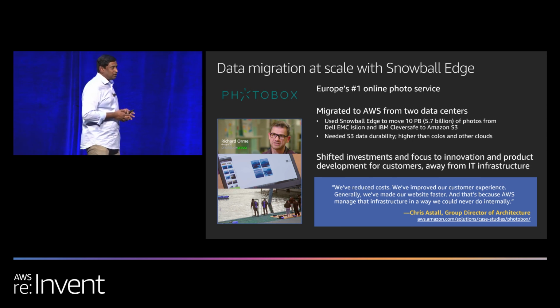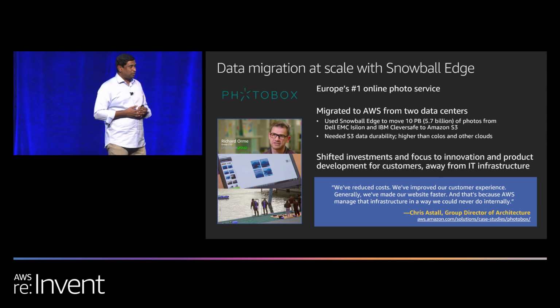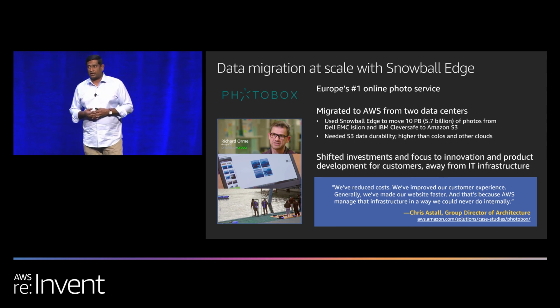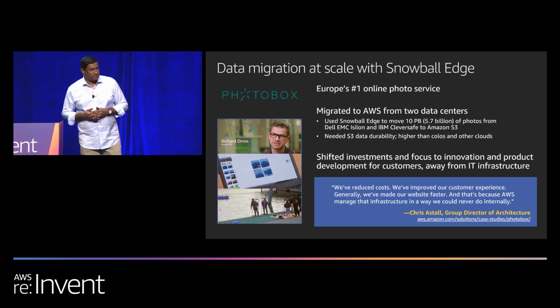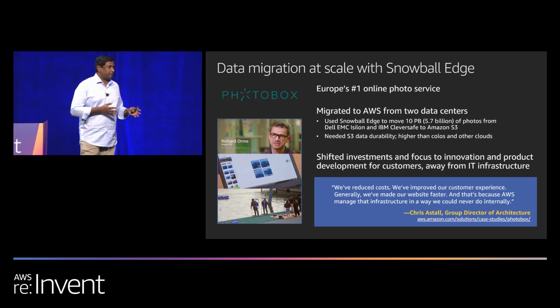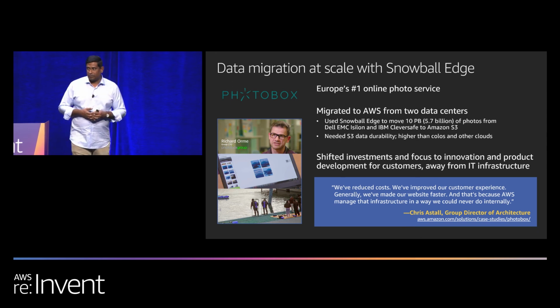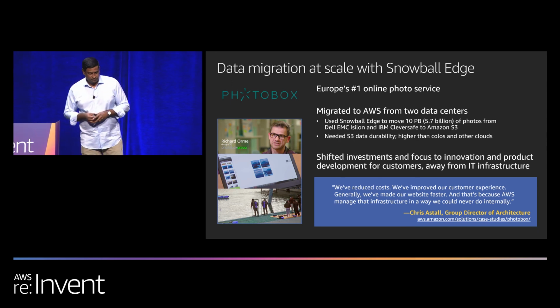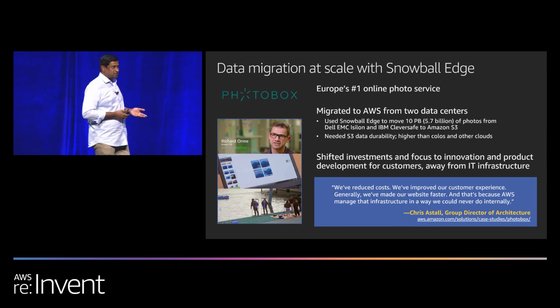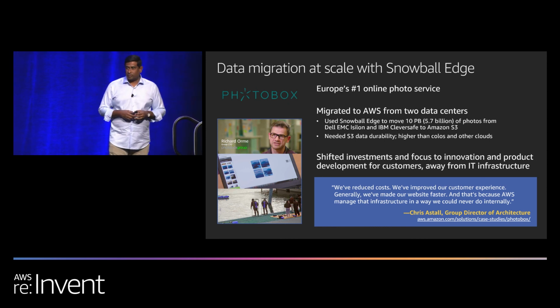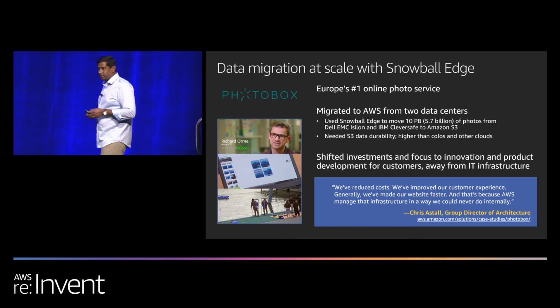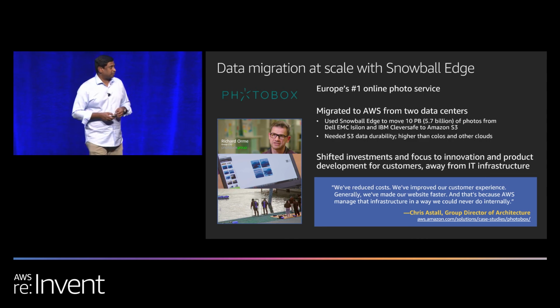They also wanted the higher S3 data durability that they could achieve versus their co-location sites or even other cloud providers. So Photobox moved about 10 petabytes of content and data, about 5.7 billion photos, away from their EMC and IBM equipment to AWS. And in the process, they were able to realize cost reduction as well. Instead of spending 90,000 euros on equipment, they were now down to 13,000 euros in expenditure on equipment.